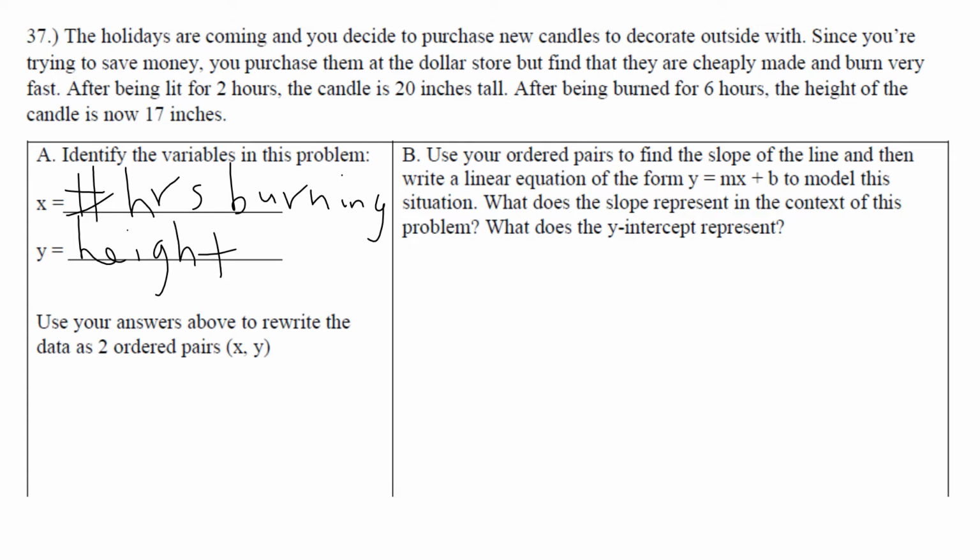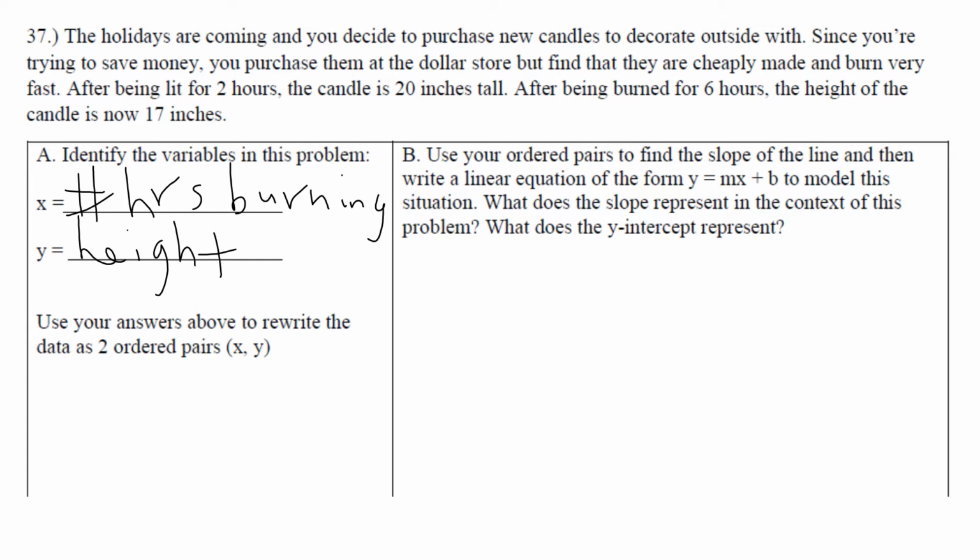Spoiler alert, I would say at least 90% of the time in word problems, one of the variables is time. And if the variable is time, that is always going to be your independent variable, which of course would be the X. So once you've identified the variables as being the hours burning and the height, below it's asking you to now rewrite two ordered pairs, X, Y.